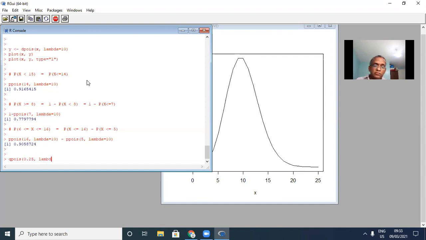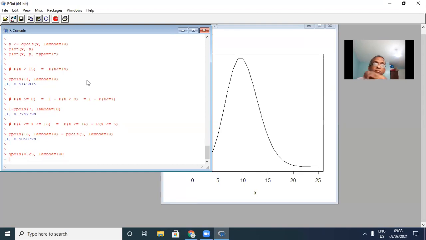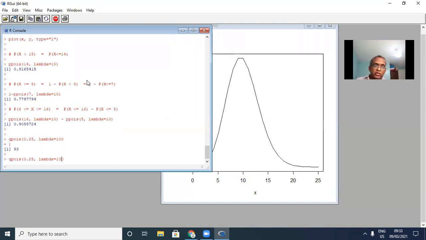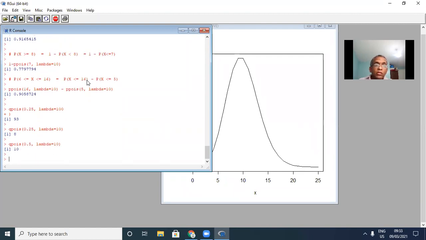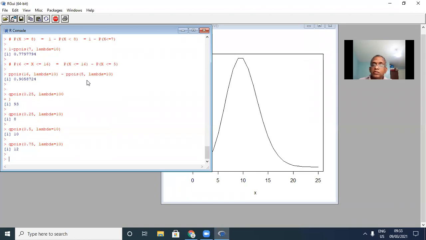So this is the, sorry, excuse me, I made a mistake. It should be 10, not 100. So this is the lower quartile of a Poisson variable with lambda equal to 10. And this is the median of a Poisson variable with lambda 10. And this is the third quartile, or the upper quartile, of a Poisson variable with lambda 10.